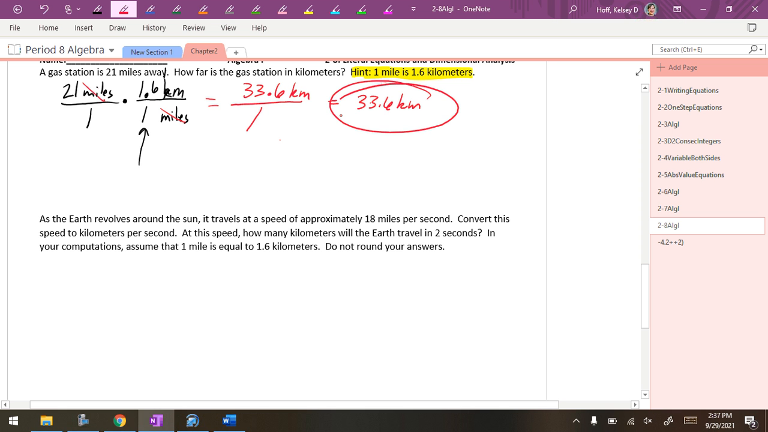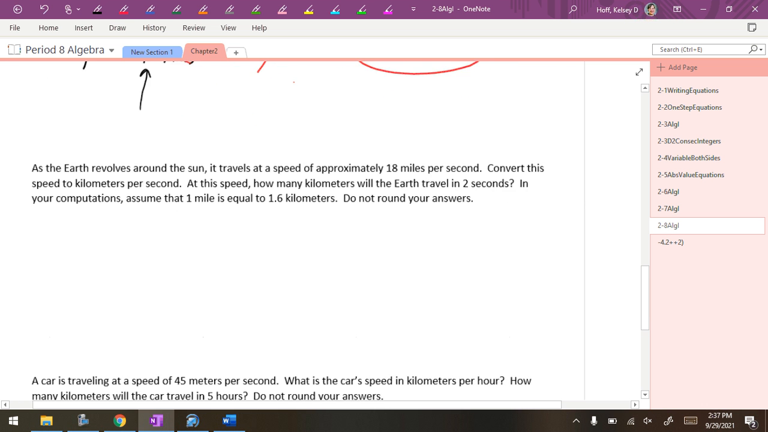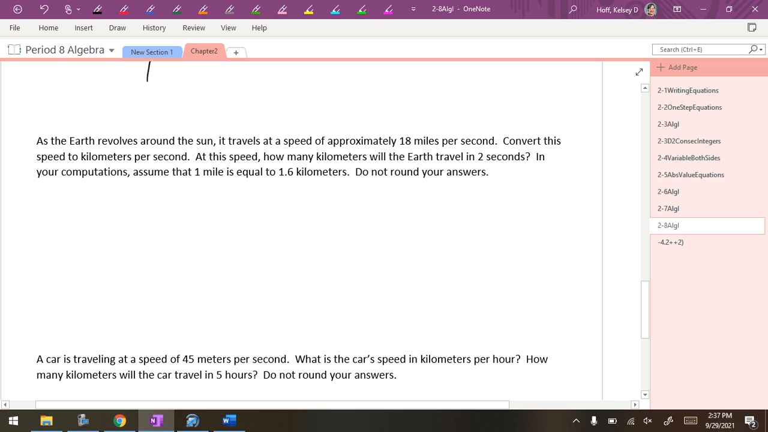Okay, so we didn't just go standard to standard, we went standard to metric there. As the Earth revolves around the sun, it travels at a speed of approximately 18 miles per second. Convert this speed to kilometers per second. At this speed, how many kilometers will the Earth travel in 2 seconds? In your computations, assume 1 mile is equal to 1.6 kilometers, and do not round your answers.